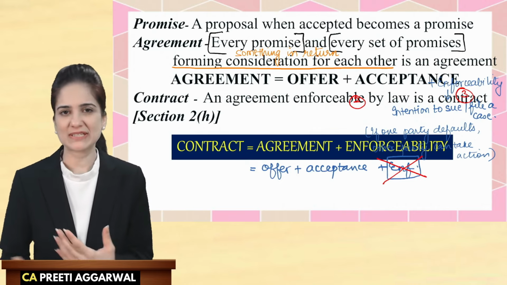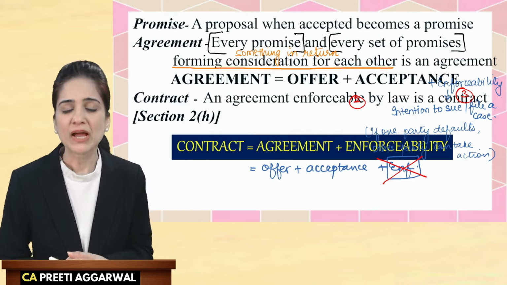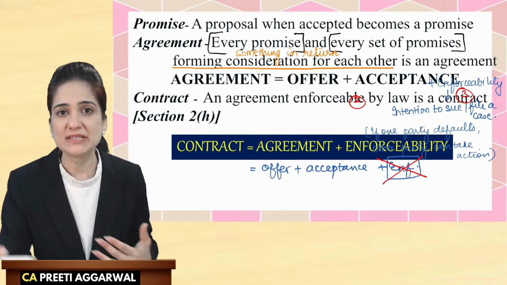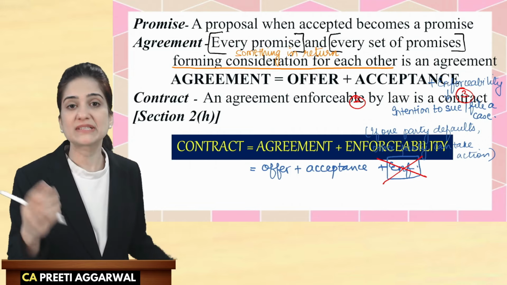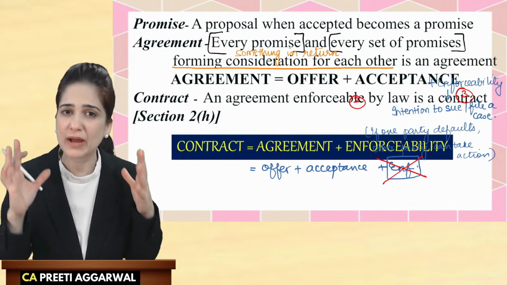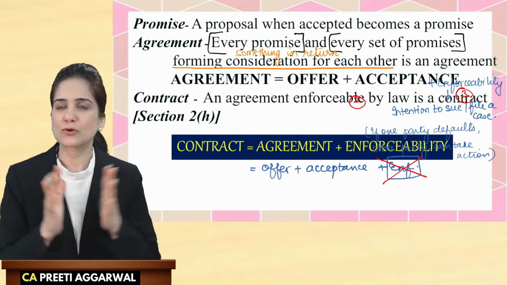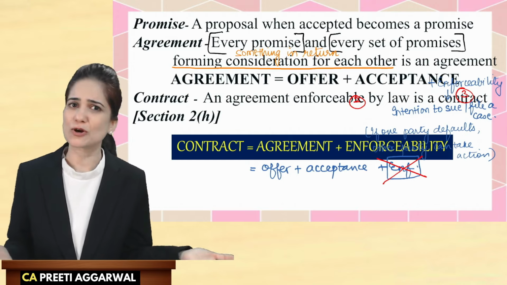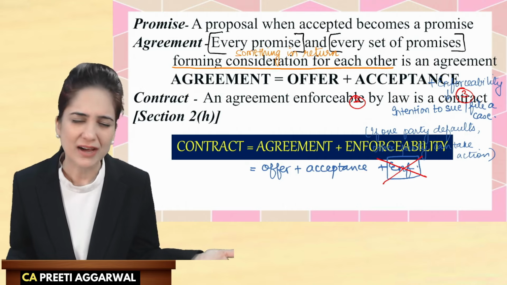I will go through various examples and you will be able to identify. But please note, students, that every time parties will not expressly say that if you don't perform your promise, I will file a case. There are certain places wherein you have to apply your logic, you have to apply your own understanding, and then decide, is it enforceable? If yes, it is a contract. Otherwise, it is just an agreement.